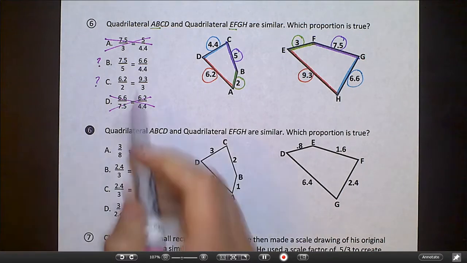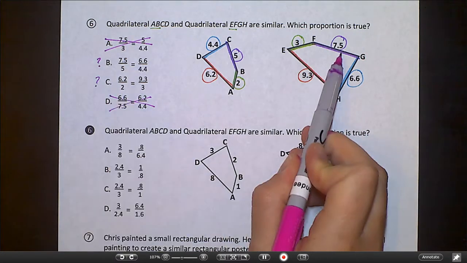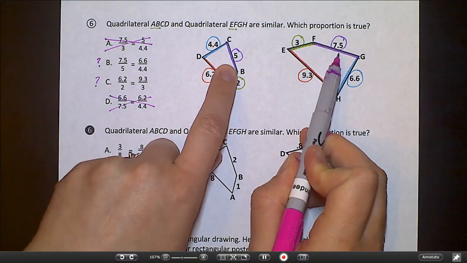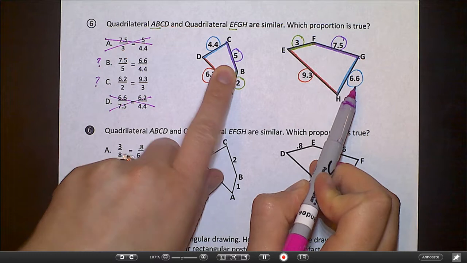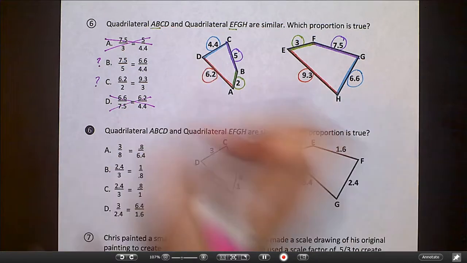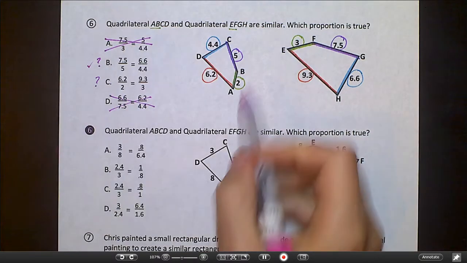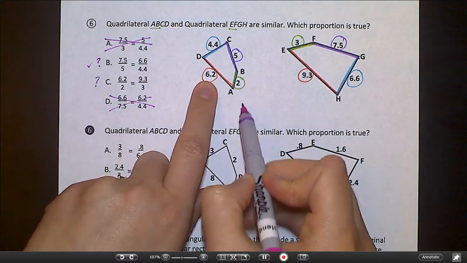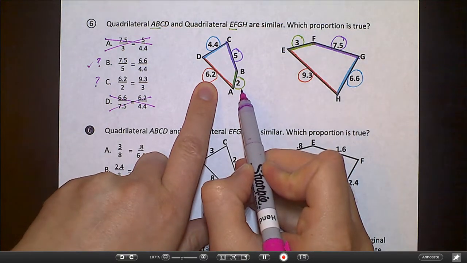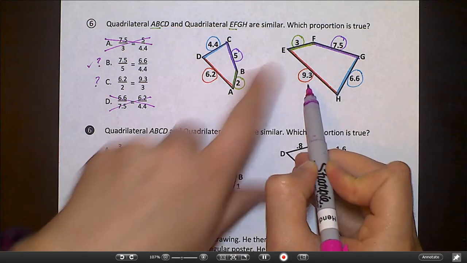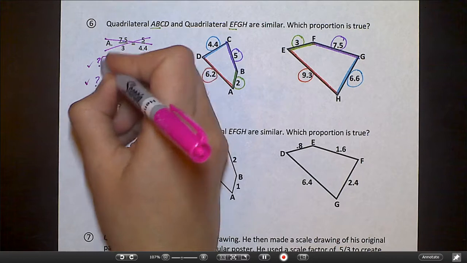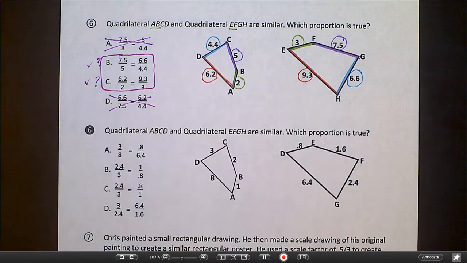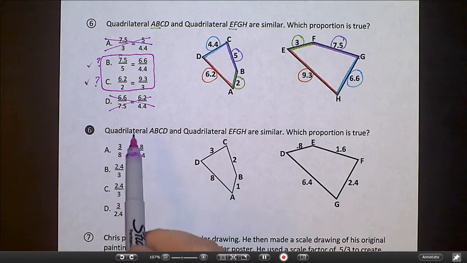So here we have 7.5, big purple, over 5, little purple. 6.6, big blue, over 4.4, little blue. So that one works. Here we have 6.2, orange, over 2, green, orange over green. And then this is also orange over green. So this one works. So I actually messed up when I did this, and I've made 2 correct answers on this one. Oops. So those are both correct.